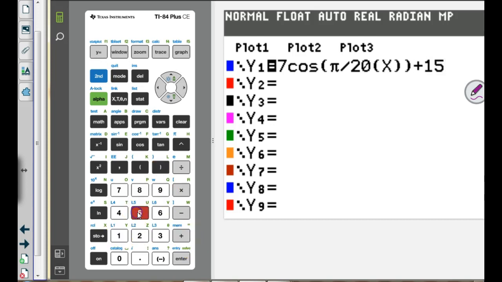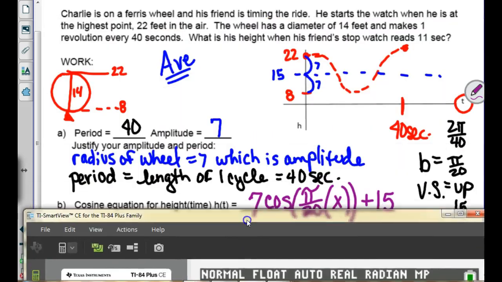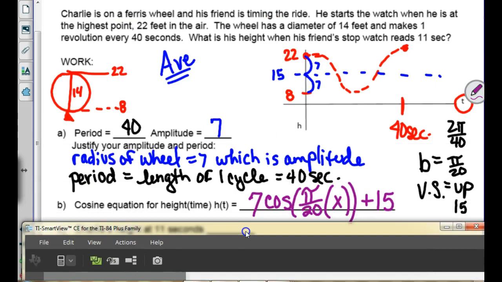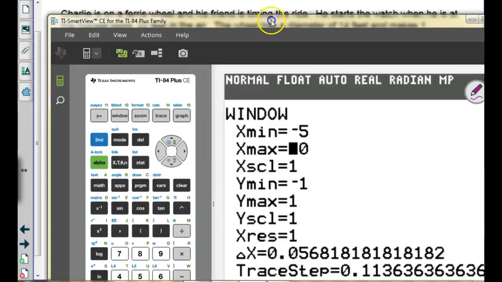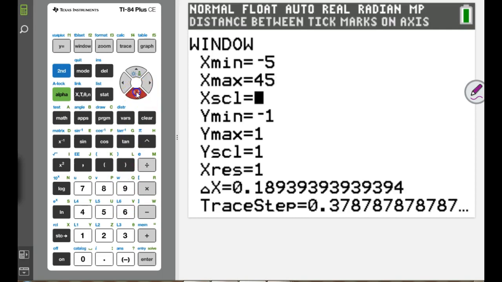Plus 15. Okay, let's think about a window. This is time. So you could put a little negative if you want, but they want to know what's happening at 11 seconds. So I think we should just go out to at least 40 so that we can see one cycle, right? Make sure it's making sense for our equation. Y is up and down. How high did we say it went up?